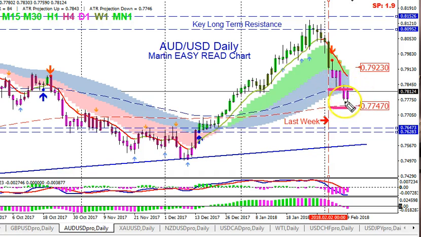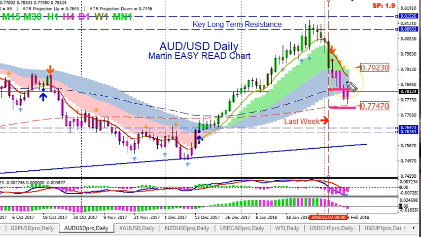So price right now is stuck between a rock and a hard place. Isn't that an American expression? Anyways, price could either go higher above here or lower below here, and I've got the levels on the chart. So if you think price is going to go lower, you could possibly look at sells below 0.7747, or if you think price is going to go higher, then how about above 0.7923?